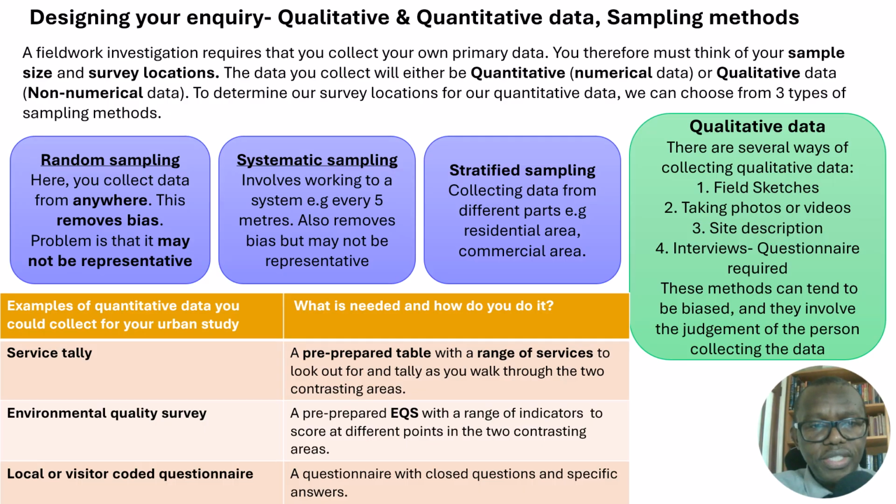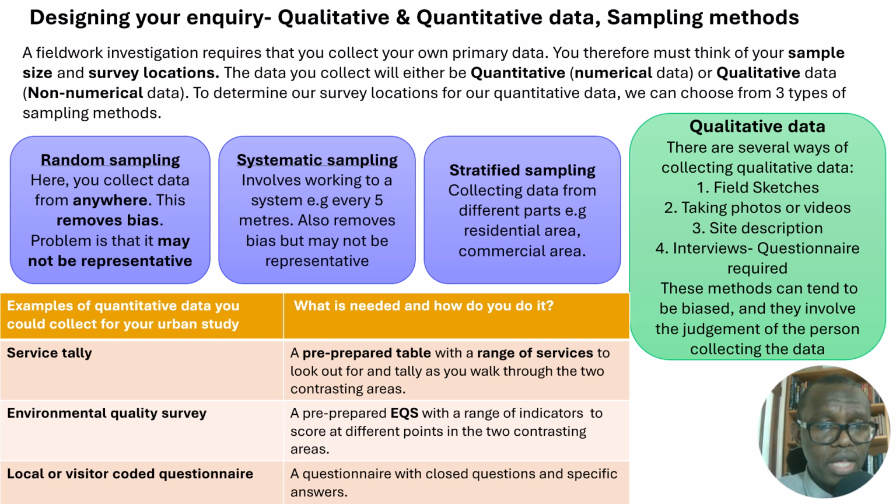So moving on to designing your inquiry. Qualitative data, quantitative data, and sampling methods. So we'll go on straight to sampling methods. Now again here, you have random sampling, which will mean that if you were to go to Carpenter's Estate, which is one of the areas of Stratford, you just go to any part of Carpenter's Estate and collect data there. Now that removes bias, but the problem with that is that it might not be representative of the entire area of Carpenter's Estate.